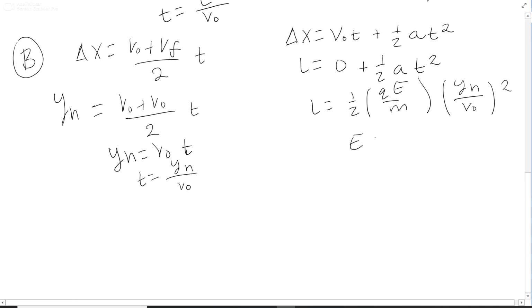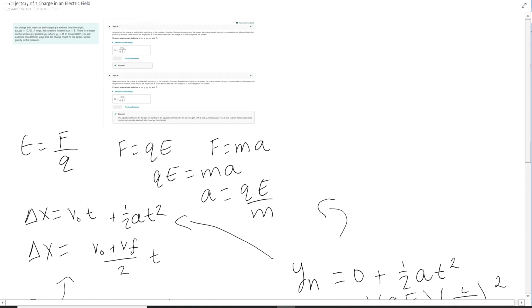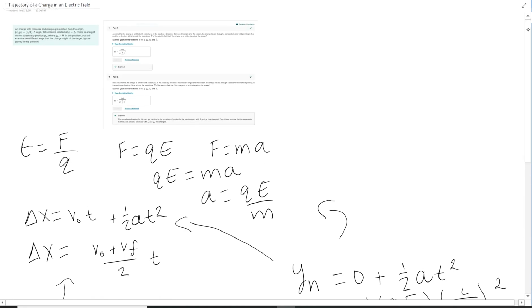Once again, just solve for E. So E equals 2 m L over q times h over V0 squared. And then that is now your E. So those are your two E's. And then we go back to how I had it, and you can see that those are the answers that I plugged in right there.